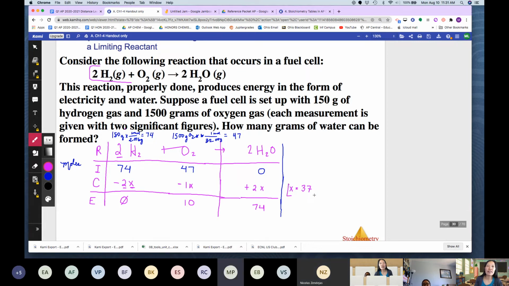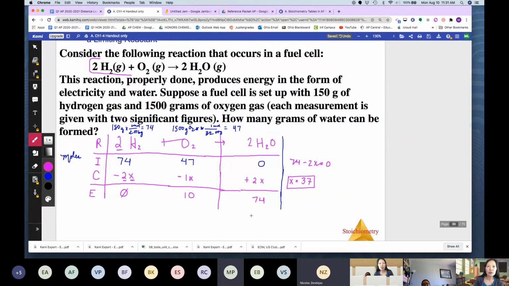If the numbers are not that pretty, you can just do algebra. You can just do 74 minus 2x equals 0, and then you solve for x, and you can get a number if it's not that easy to see. Did I answer your question? Yeah, pretty much. So just remember, these are all in moles. If the question asks how many grams of water, just convert it to grams.